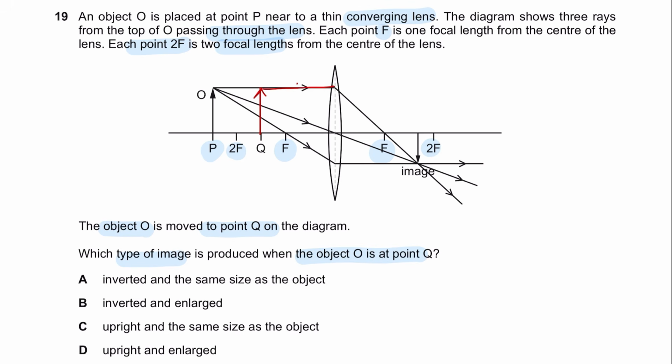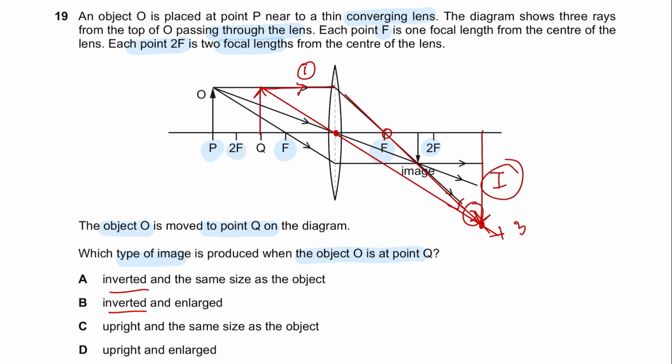So this is your first ray and it will go through your focal point here. So this is your second ray. Your third ray will go through the center of the lens over here. So this will be your third ray. And the point where they intersect is where your image will be formed. So this is your image. The image is inverted and enlarged compared to the first one. So the answer is B.